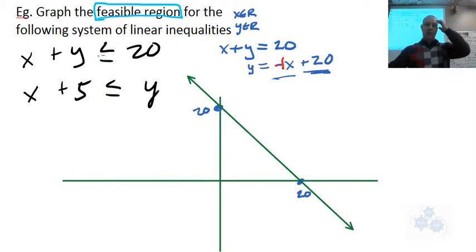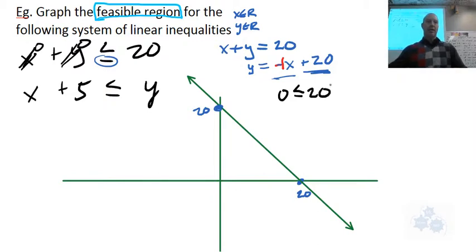Now I need to find out which side I should shade, right? So what's a quick point that you can test? 0, 0, right? The line doesn't go through 0, 0, so always check 0, 0 if you can, because honestly, it's the easiest. Why is it the easiest? Because this is 0, this is 0. They're gone. It's just 0. So then you can think of, is 0 less than or equal to 20? Is that true? Yes, it is.